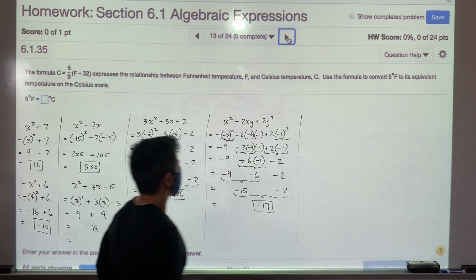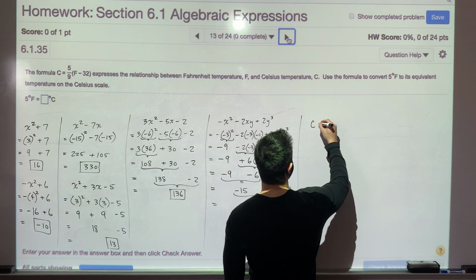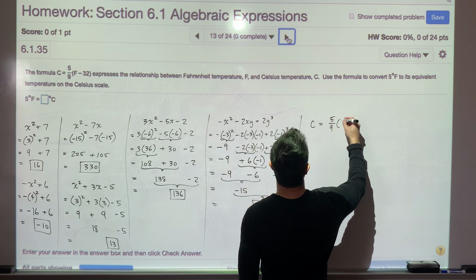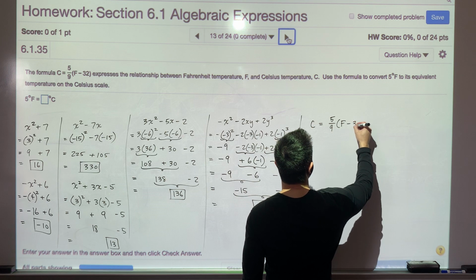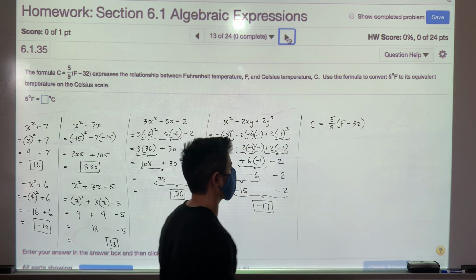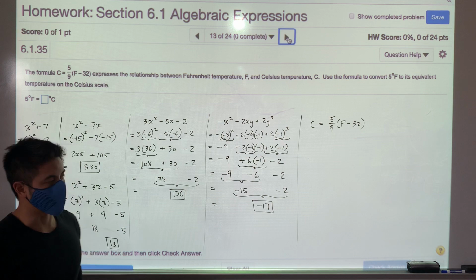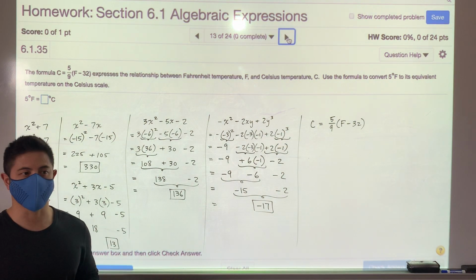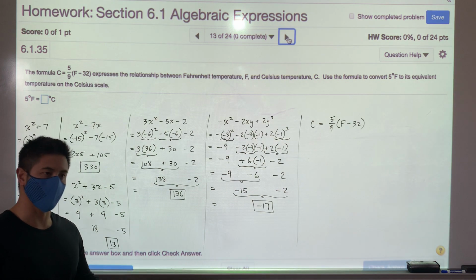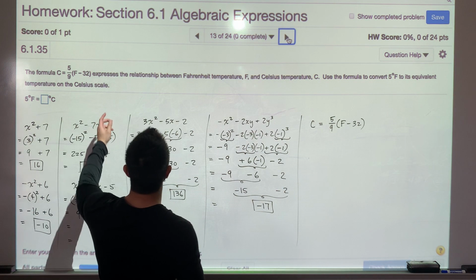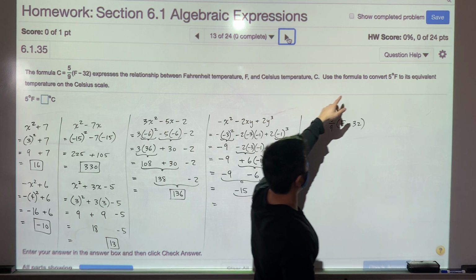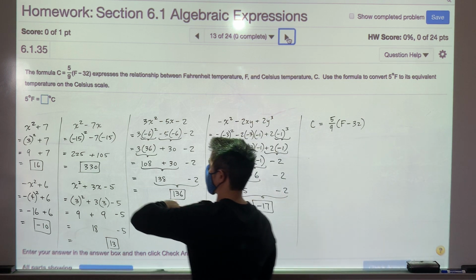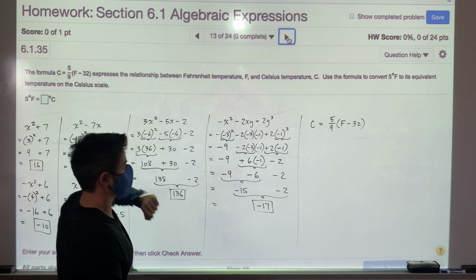So it says, we've got a formula, and it says Celsius is 5/9 times your Fahrenheit temperature minus 32. Essentially what they've given you is a conversion. This is the formula to convert a temperature expressed in Fahrenheit to Celsius. And that's the formula. Let's take a look. So use the formula to convert 5 degrees Fahrenheit to its equivalent temperature in Celsius.